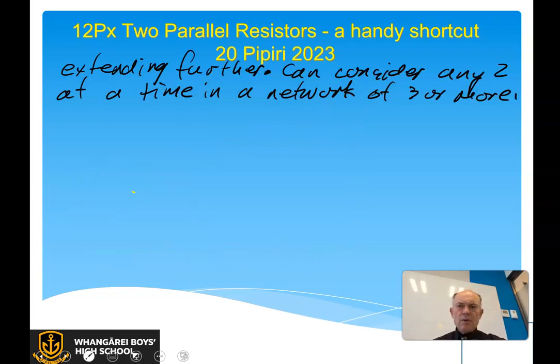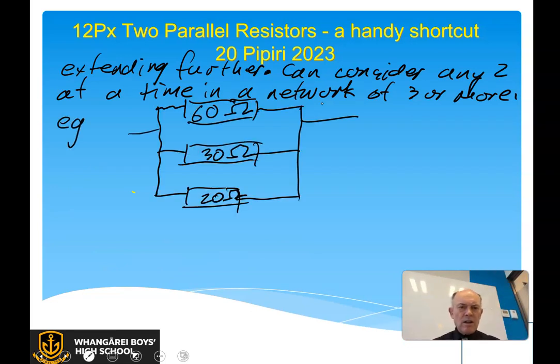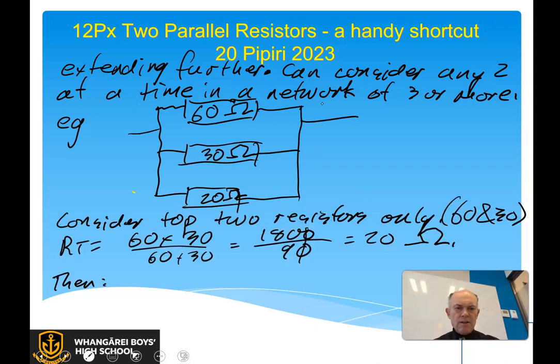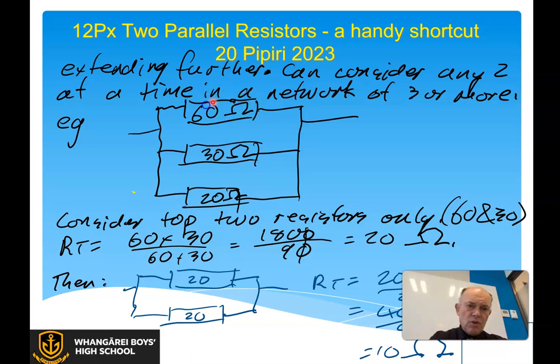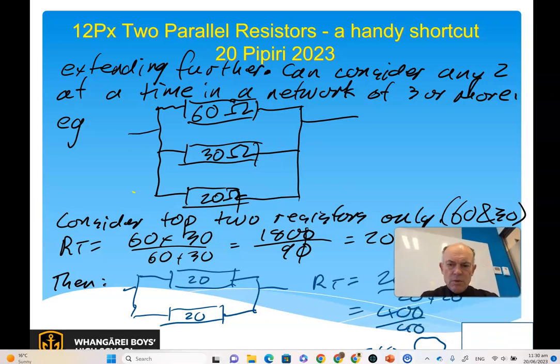Now we can extend further. We can consider any 2 at a time in any network of 3 or more. So this is one we did in class earlier, 60, 30, and a 20 in parallel. If I consider the top 2 only, the 60 and the 30, I have the total resistance as the product, 60 times 30, 1800, over the 60 plus 30, which is 90. 1800 over 90 is 180 over 9, which is 20. That works. Then we can call the top 2 a single resistor of 20.